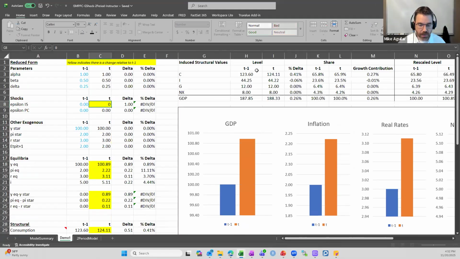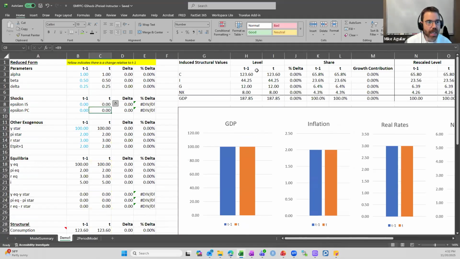So I'm going to get rid of that. And think about the story that I said to motivate the epsilon IS. I said, well, what if it was a change in government spending? President Trump is building the new ballroom in the White House. Well, what if it was used from taxpayer money and not from private donations? Then there would be some increase in government spending because they're hiring the contractors directly and such.